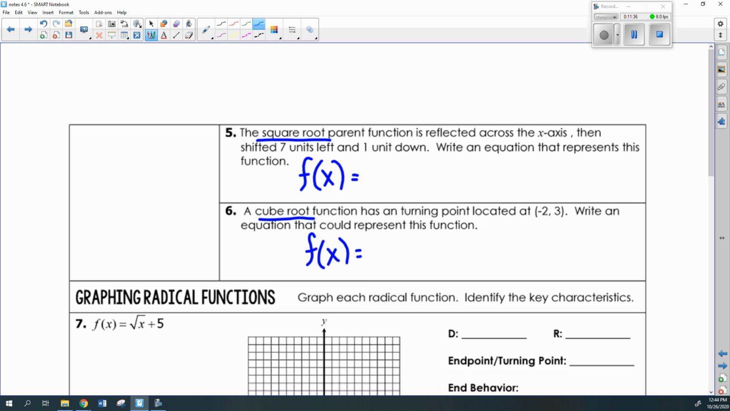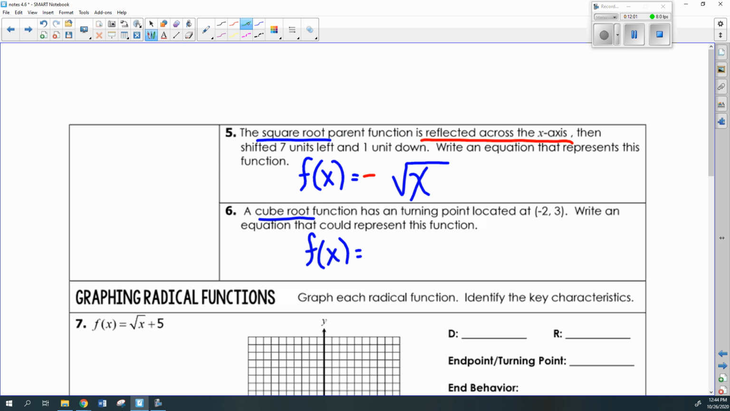It says the square root parent function. So leave myself some space, draw a square root. Obviously, I have to put an x underneath it. Okay, that's what makes it the parent function. It's reflected across the x-axis. So remember, if you have to tell me it's a reflection, it's because there was a negative in front. Okay? All right, then we keep reading.